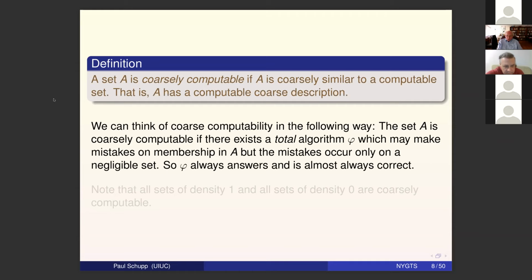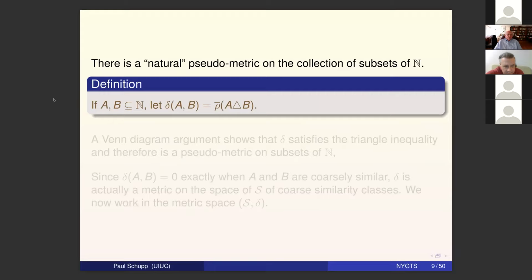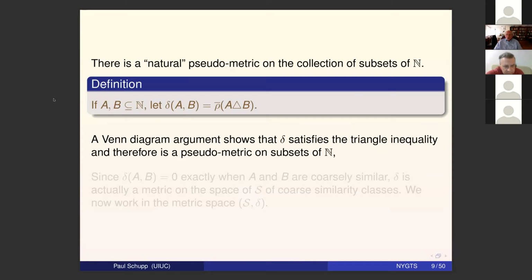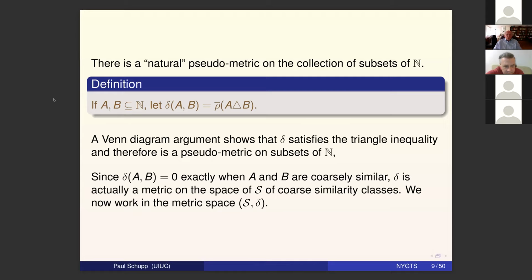Note in particular, all sets of density one and all sets of density zero are coarsely computable by the two constant algorithms. So once you consider coarse computability, this equivalence relation is inherent. Now there's a natural pseudometric on the collection of subsets of N. You define the distance delta(A,B) to be the upper density of their symmetric difference. A Venn diagram argument shows that delta satisfies the triangle inequality and certainly is a pseudometric on subsets of N. And since delta(A,B) is zero exactly when they're coarsely similar, this is actually a metric on the space of coarse similarity classes. So the metric space in which we're going to work is this space S with delta as the metric.